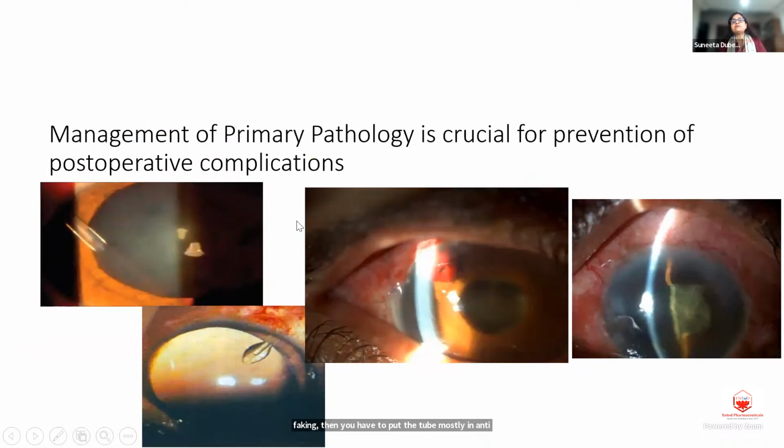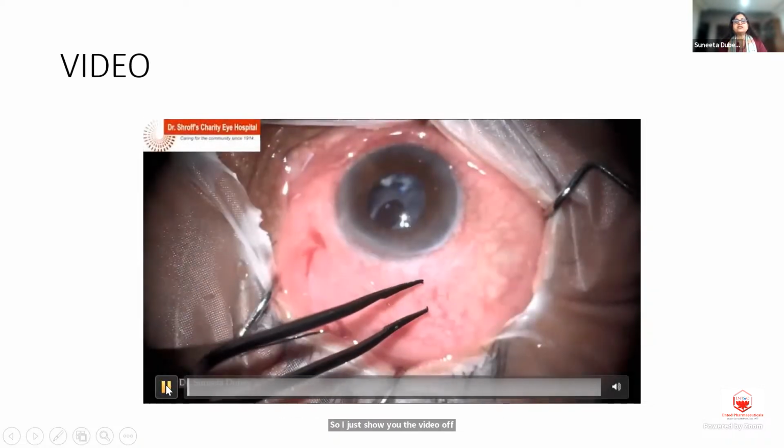Also, management of primary pathology is very important because some of these patients may be having silicone oil in the anterior chamber, or neovascular glaucoma, so NVI, or a lot of inflammation, or vitreous sometimes in patients with traumatic glaucomas. So you have to first take care of this primary pathology, otherwise the tube will get blocked by these substances. So I'll just show you the video of AGV implantation.